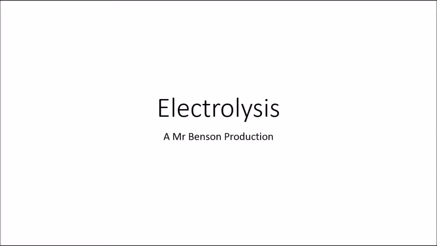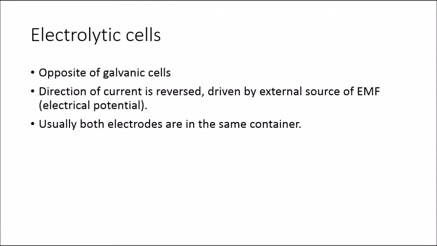So as we know, electrolysis is the opposite of galvanic cells. Whereas in a galvanic cell, the chemical reactions are generating electric potential and they're pushing the electrons in the external circuit, in an electrolytic cell, the direction of current is driven by the external source of power, or EMF, electric potential, and so this effectively reverses the current in the cell.